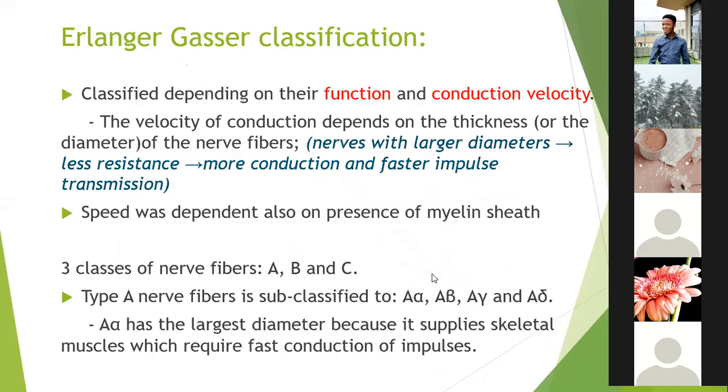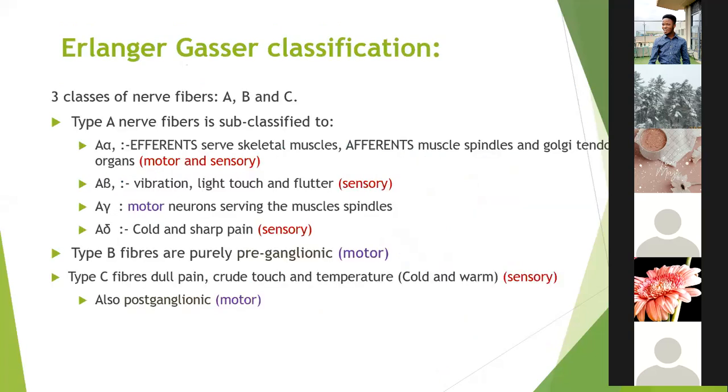So if you're okay with that, let's classify using, here they are. I usually try to use pictures so that you can remember, but you can see I've talked of the A alpha, A beta for the cutaneous receptors, gamma for the muscle spindle, and delta, cold and sharp pain. Now, temperature, warm and cold, plus the dull pain comes in type C fiber, which also includes postganglionic. The preganglionic are the type B fibers.